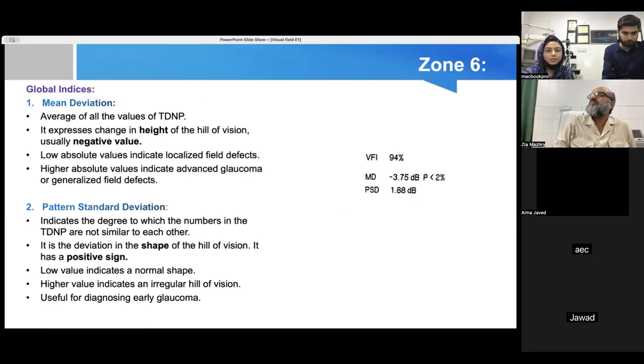Zone 6 is the global indices, which consist of the mean deviation, which represents the average of all the values of the total deviation numerical plot. It shows change in height of the hill of the vision. It usually has a negative value. A low value means localized field defects, while higher values indicate advanced glaucoma or generalized field defects. The normal value of mean deviation is greater than -2.